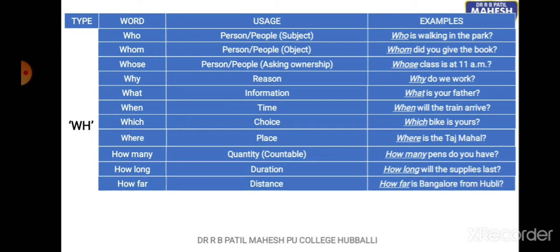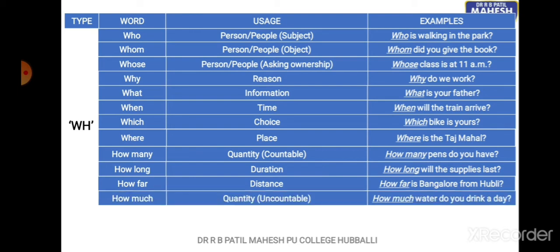The next phrase, in fact, is how far. This is to inquire about the distance. Example: How far is Bangalore from Hubli? So when we need to inquire about distance, we need to use how far. The next phrase is how much.